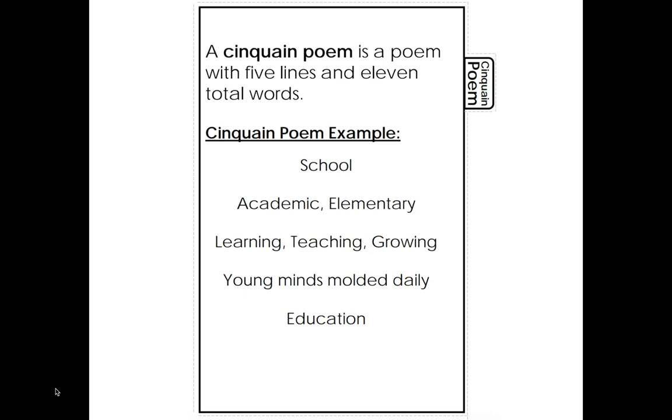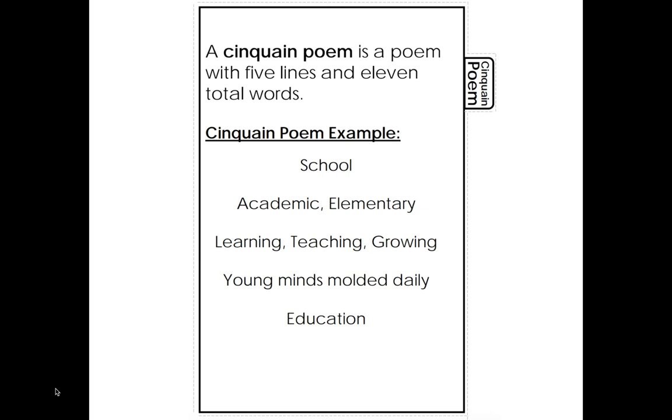So here's an example. This is the structure of a cinquain. And so as we see, it starts with 1 word and then 2 words, 3 words, and then a phrase, and then 1 word again. So this cinquain is about school. School, academic, elementary, learning, teaching, growing, young minds molded daily, education. So as you notice with the lines, the first line is kind of a noun, and in that third line, each word ends with ing.